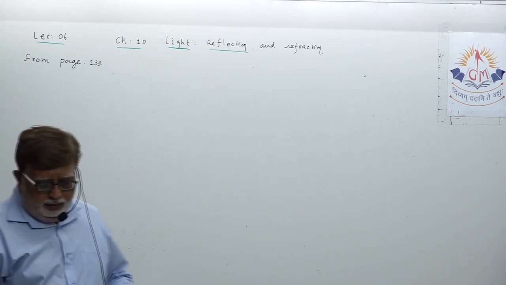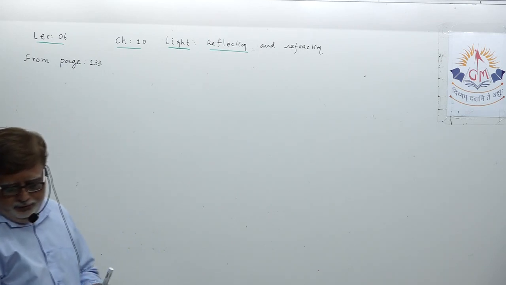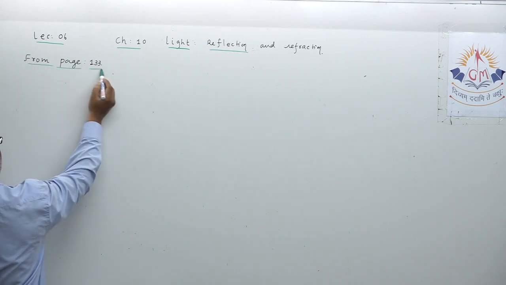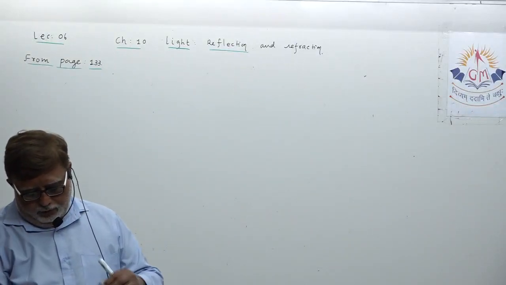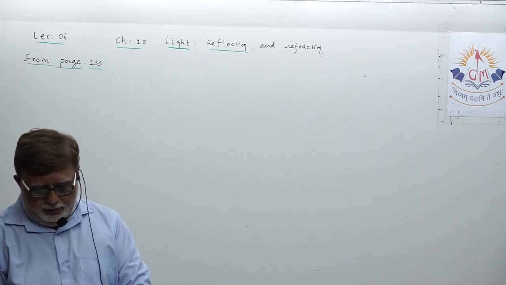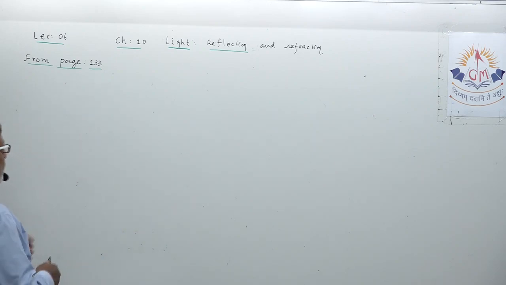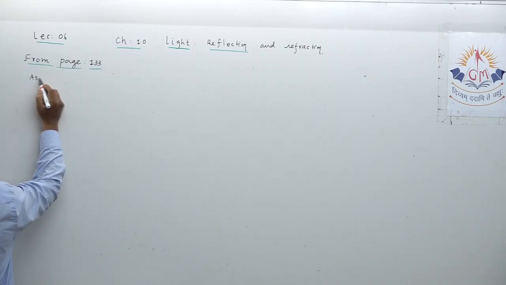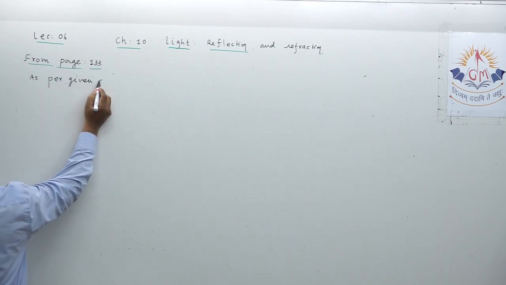What has been given? Bus is standing at a distance of 5 meter, but the radius of curvature of the mirror has been already given, 3 meter. So two data we have, rest of the data we do not have. One is object distance, and one is radius of curvature. The first, dear student, as we do in all examples, what you will write? As per given data. This is compulsory for you to write.